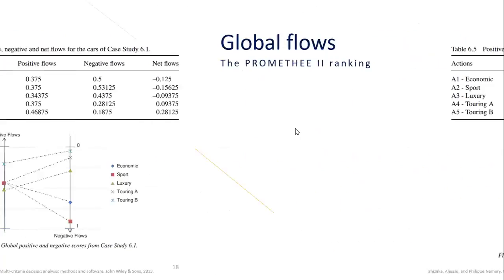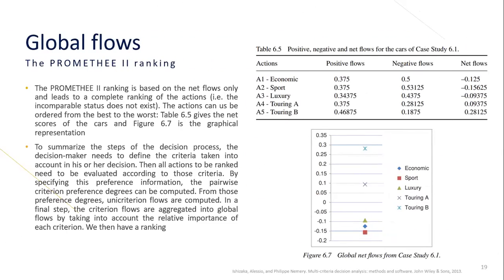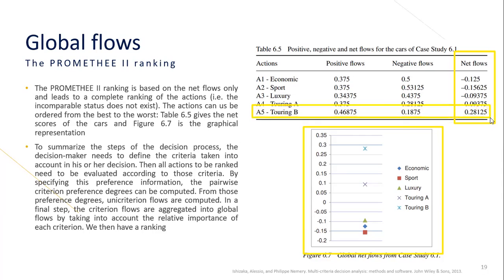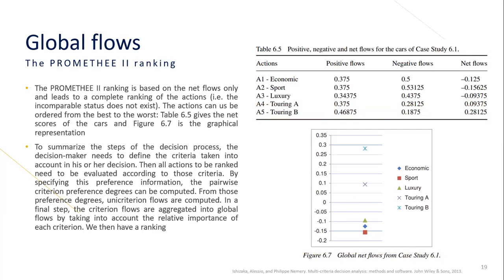So later on we have Promethee 2, where we only compare based on the net flow. So we will have the rank based on the net flow, from the highest to the lowest one. This is still the same, where Touring B is the highest one, and later on we have Touring A, and then the others until the last one, which is the sport car.